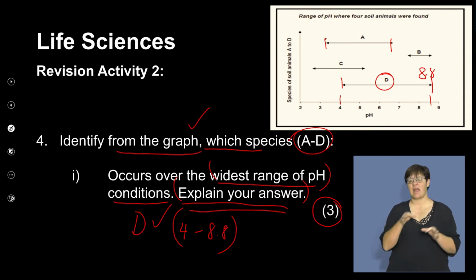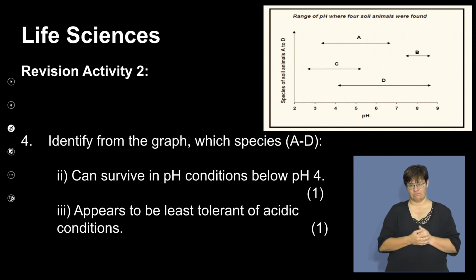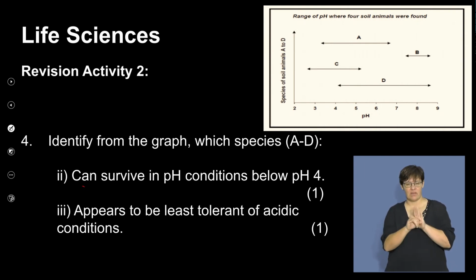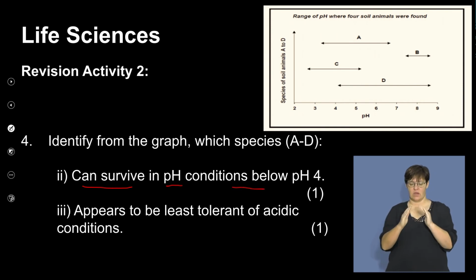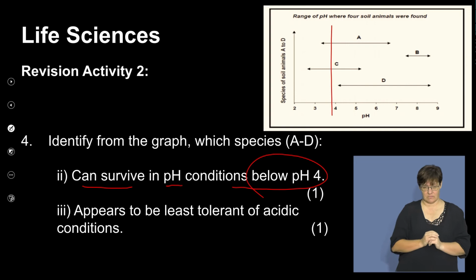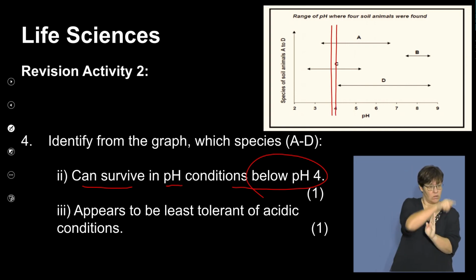So that would be an explanation that would earn you 2 marks to that. The next species we've got to identify can survive in pH concentrations below 4. So let's look at below 4. All of these that can survive below 4 would be predominantly species C.